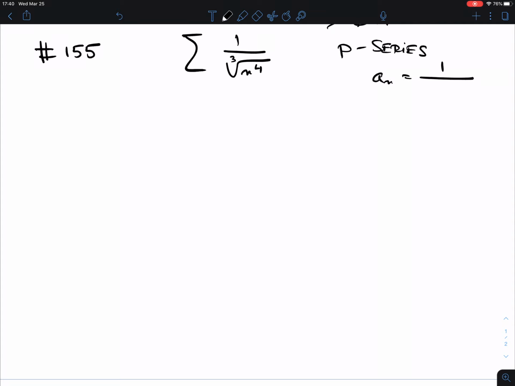The next one was number 155. The question was, is this convergent or not? What we need to recognize is that this is a p-series. Remember, a p-series is something where the general term looks like n to the power p, where p is the one that will give us the test. So what is p here? Let's write this as a true power.